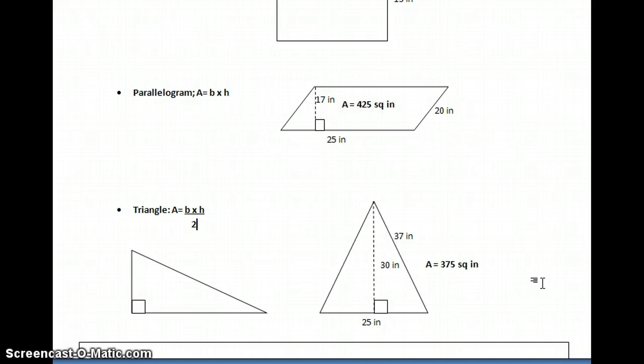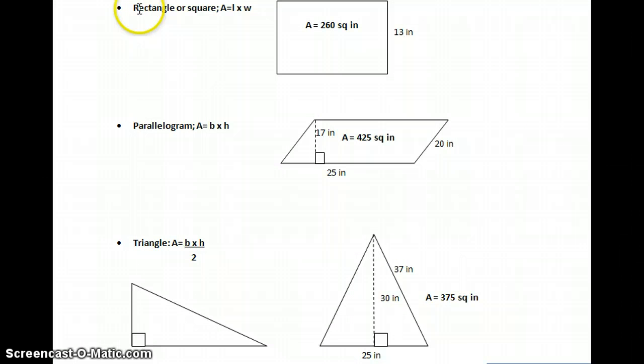So just a review of the area formulas. You notice the rectangle and square are basically the same. The parallelogram is the same, but we give it a different word. And then the triangle is the same with one little tweak, divide by 2.